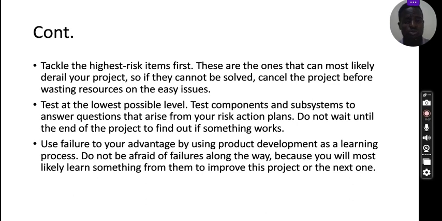When you're developing your system, keep testing, keep doing the test. When you have done something, test that. That one will make you not to incur risks.